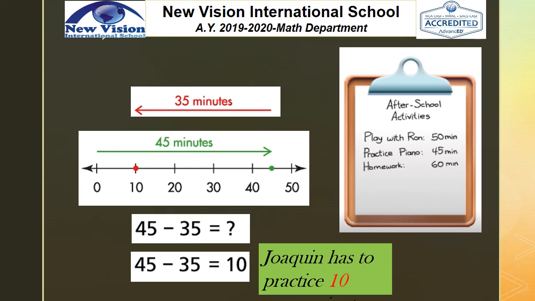Why can you use subtraction to find the answer? You can write that the whole minus the time Joaquin has practiced gives the time he still needs to practice. Here we have 45 as the whole, and we have minus 35 because that's the time that Joaquin has practiced, and that will give us the answer of 10. Did you get that? Good.